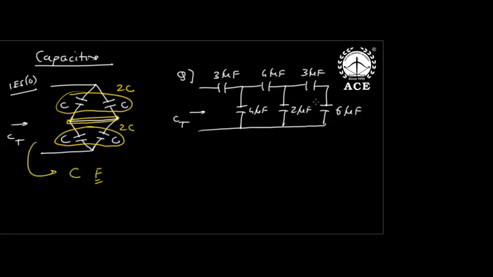Now this is a ladder network. It is a terminated ladder. It is not an infinite ladder, please. Here I am not giving infinity. It is a terminated ladder. Then how to reduce it now?